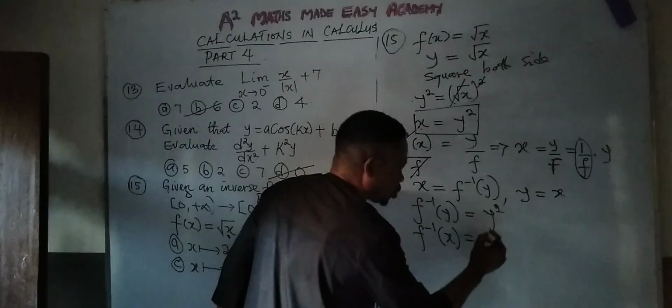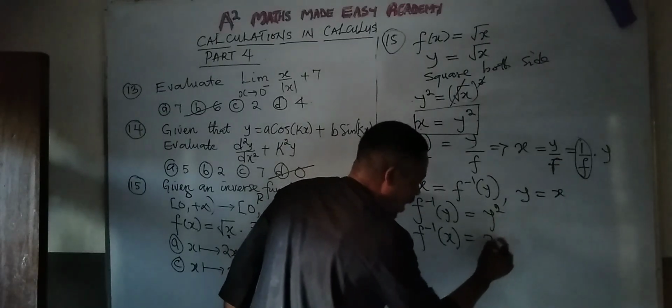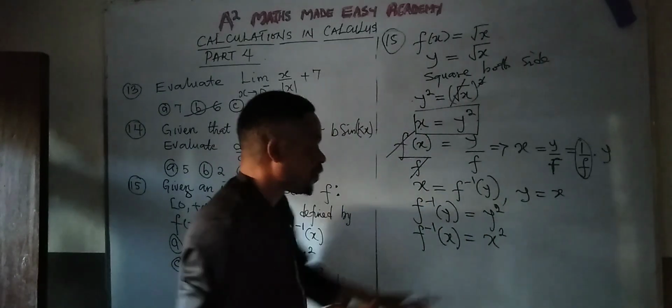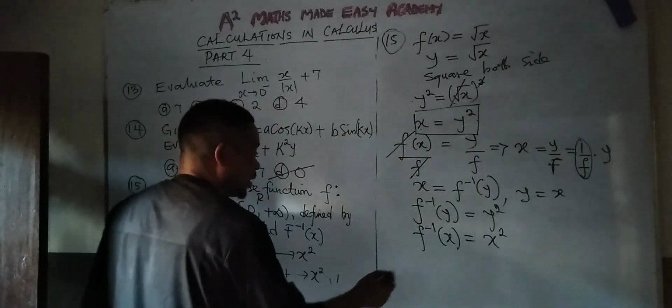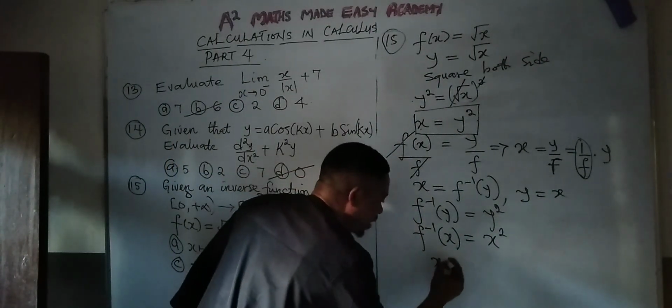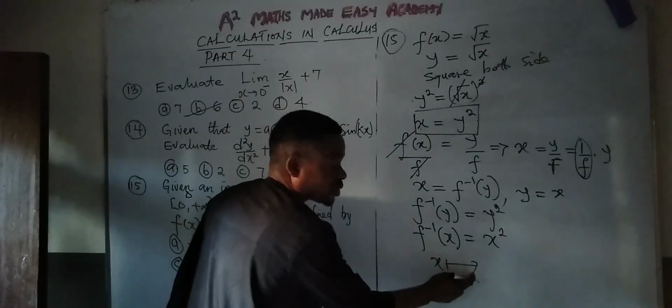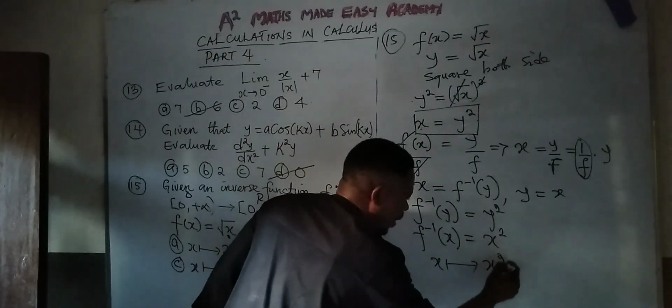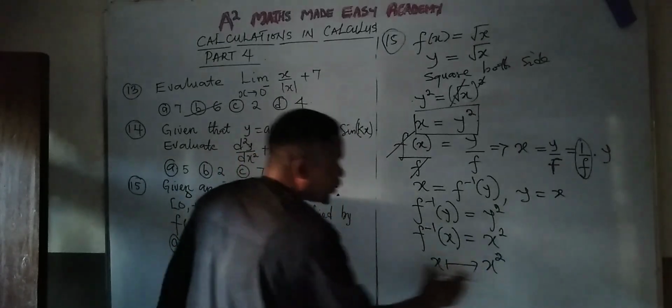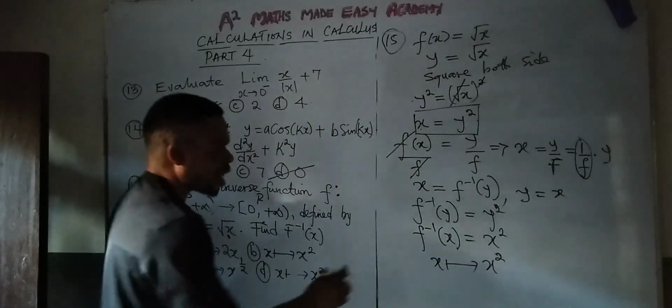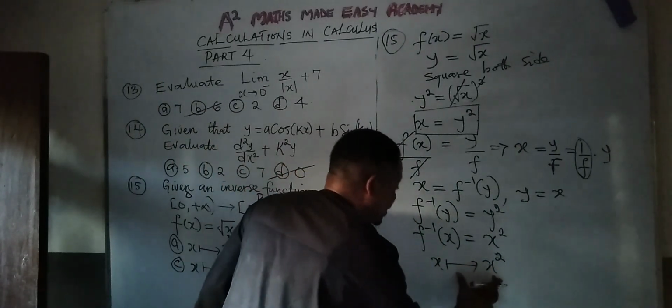Is now equal to x squared, since y is x. This is the final answer. So which means if you observe this critically, the whole of this means x maps to x squared. Either you leave it this way or you leave it that way, and that is the final answer. Can we now observe whether something like this is in the options?